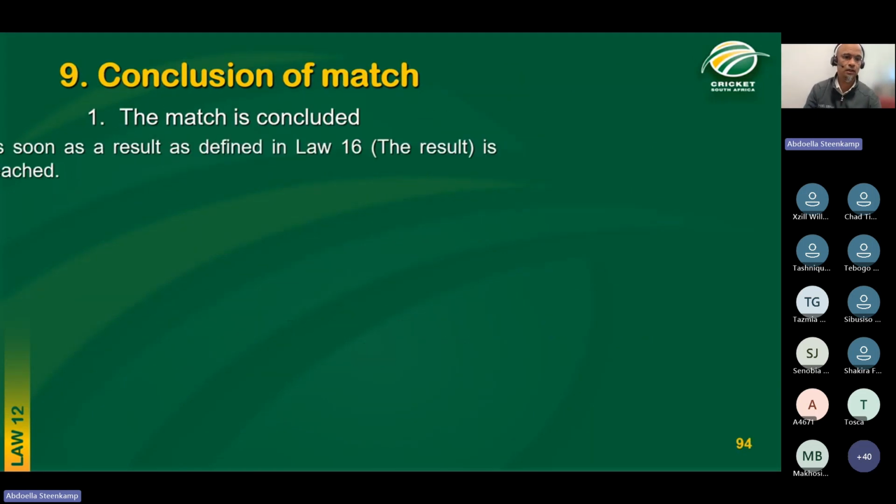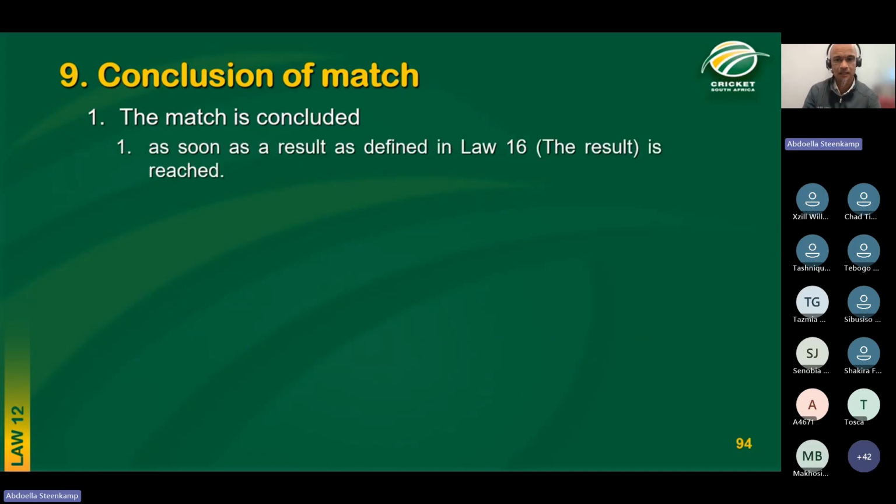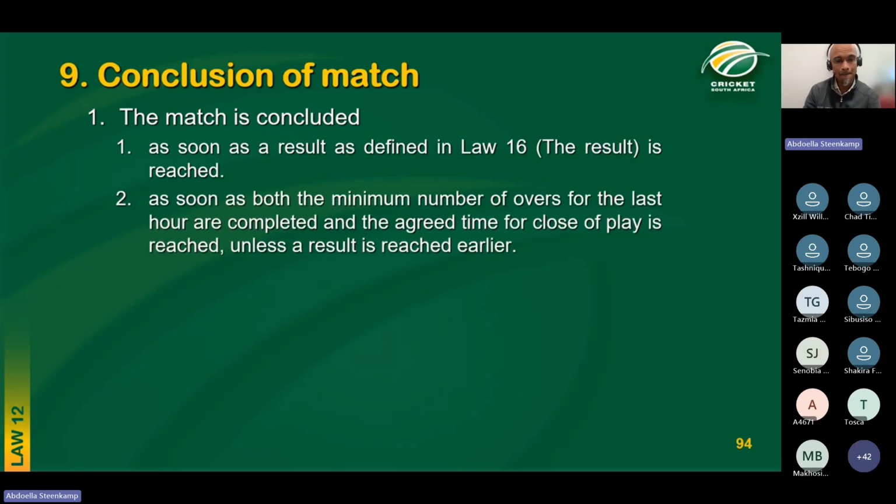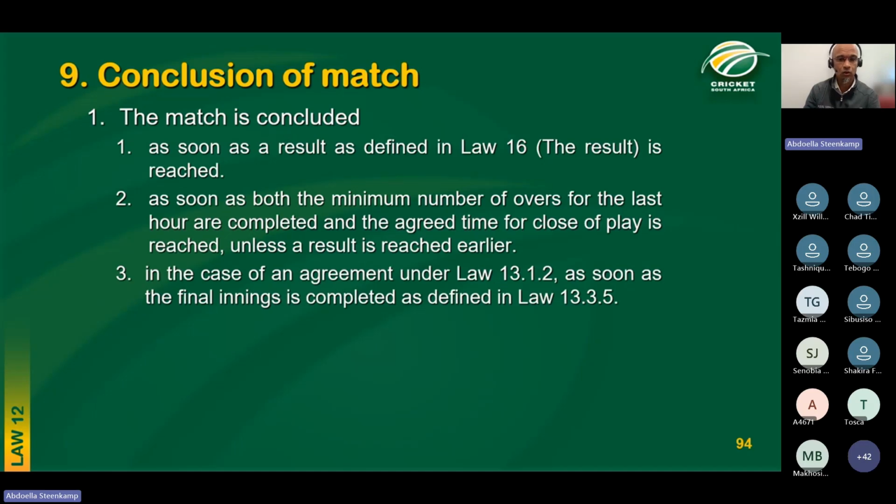When is the match concluded? As soon as a result is reached, we'll get to law 16 and we'll cover result. But as soon as a result is reached, one side scoring enough runs, the match is done. The match is concluded. The match is also concluded if both minimum overs for the last hour are completed and we've reached our close of play. The match is also concluded under law 13, and we'll get to that in the next law, where the final innings is completed.